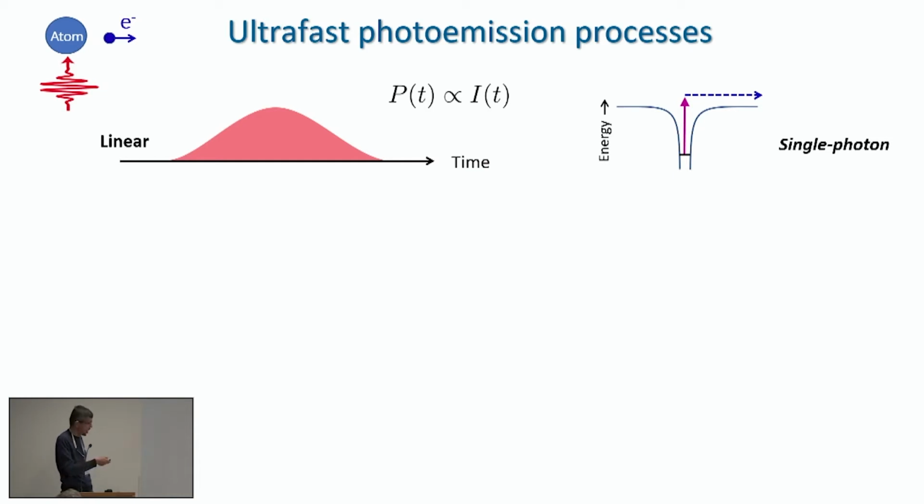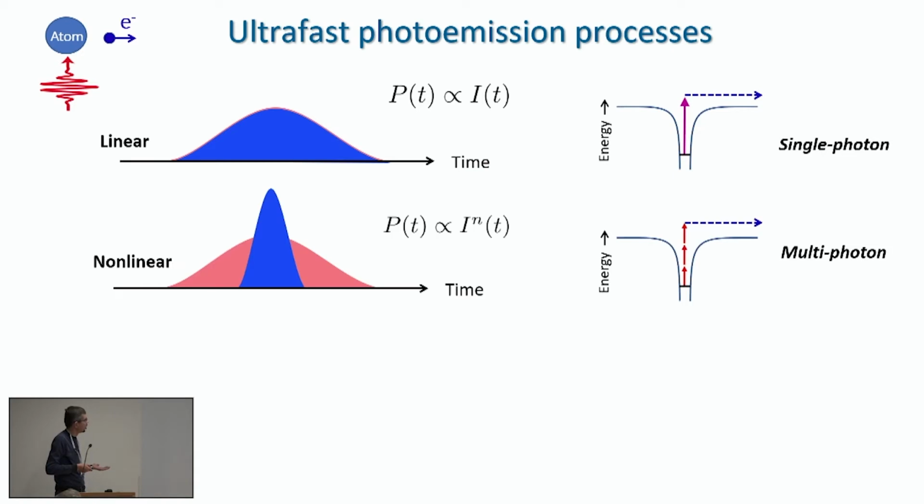If we look into the time domain, this red curve here is the temporal profile of this light pulse. And we know that the emission rate follows the shape of the pulse. So basically, the shorter the pulse is, the shorter the emission duration of the electron.